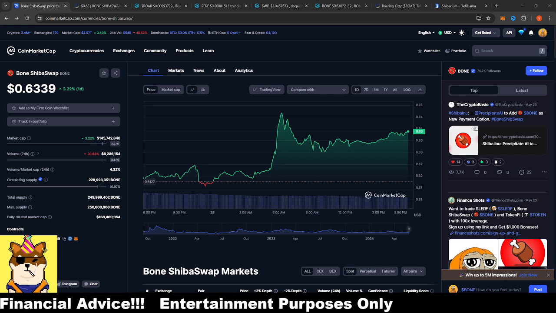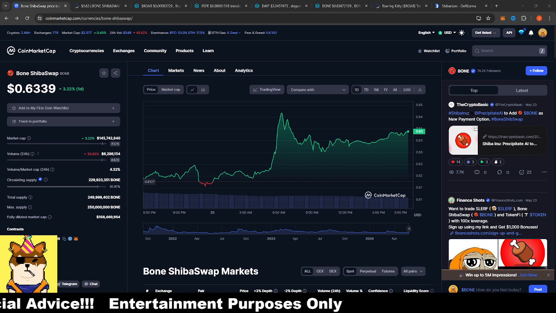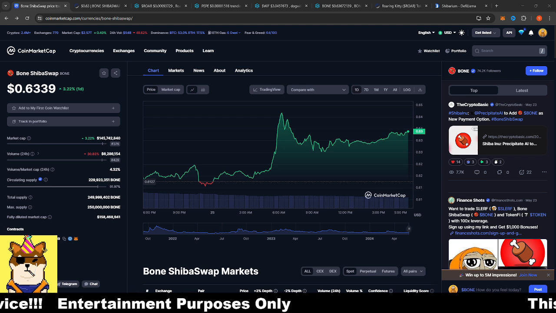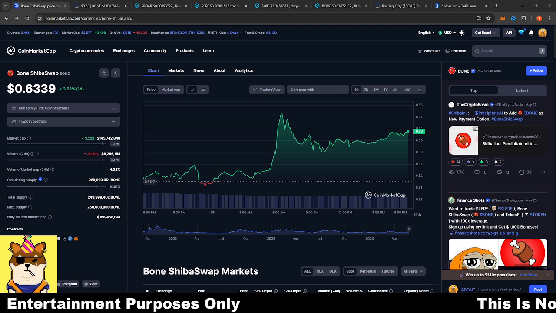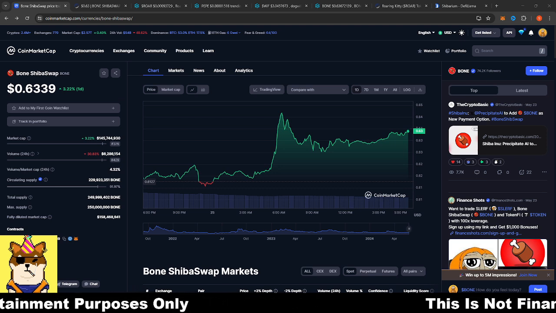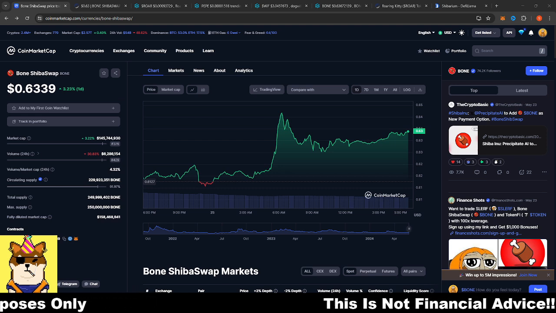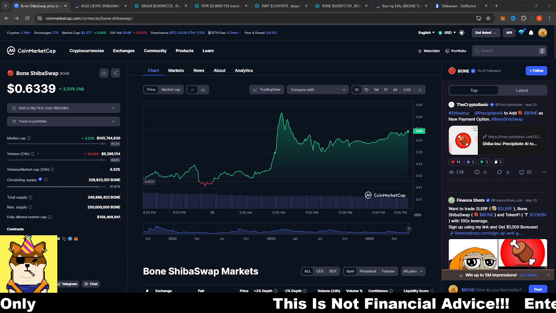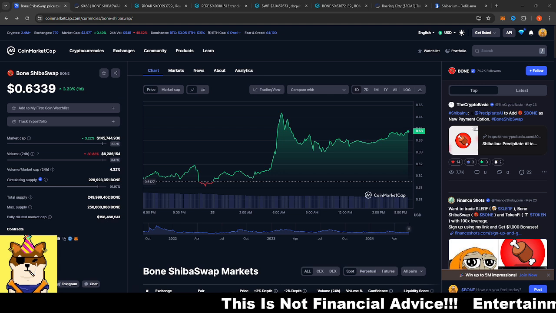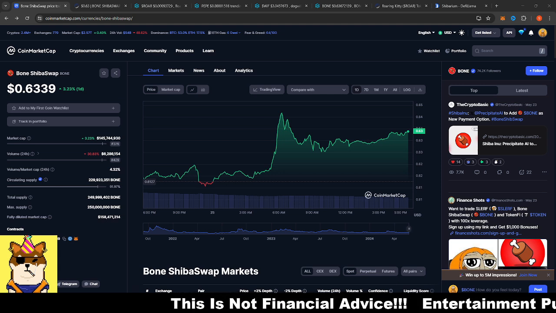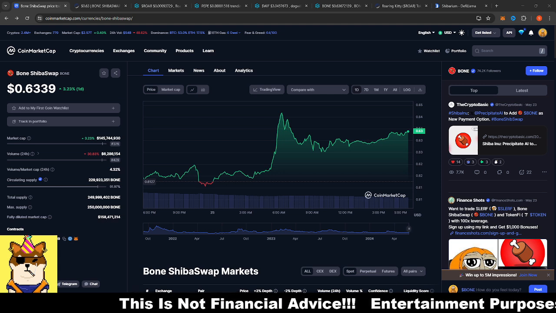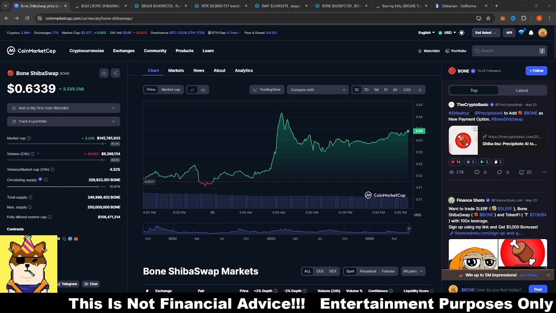Now, when it comes to utility, I don't think utility tokens are better than meme tokens, and I don't think meme tokens are better than utility tokens. They're just vehicles for different strategies. Based upon your strategy for a utility token, you have to invest a certain way, versus when you're investing into meme tokens, you have to invest a certain way.